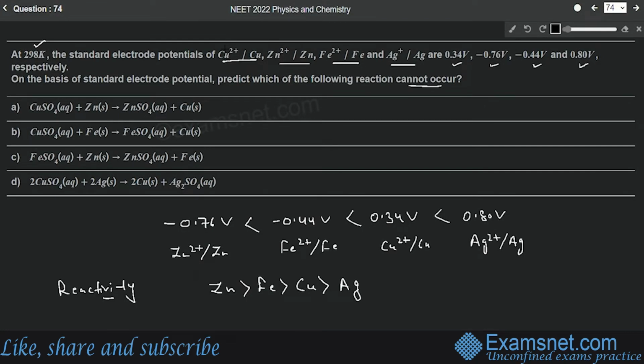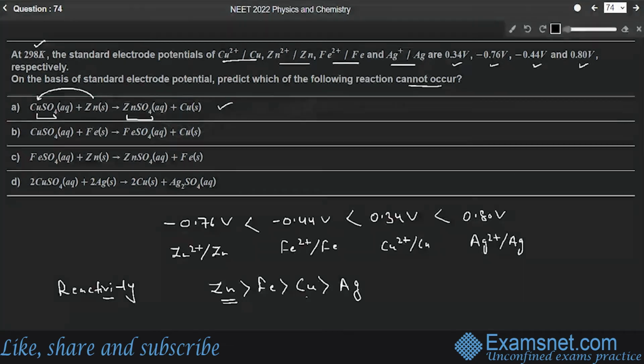In option A, we can see that from copper sulfate, we have got zinc sulfate. That means zinc has replaced the copper. So zinc should be more reactive than copper. So here, is it true? Yes, zinc is more reactive than copper. So it can take place. This reaction is possible. Okay.